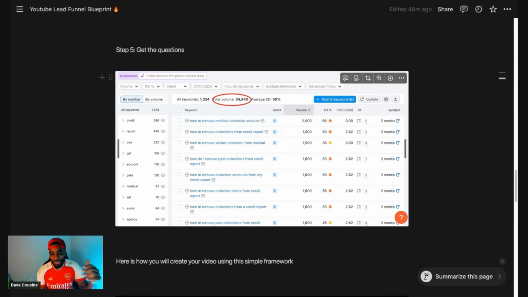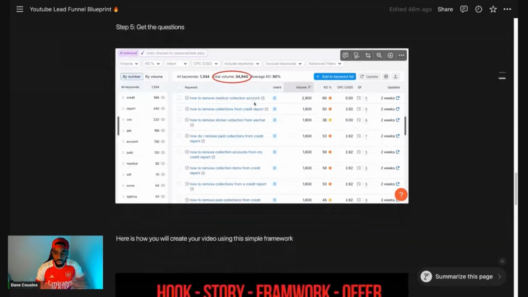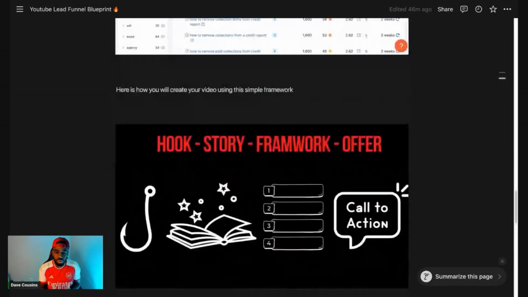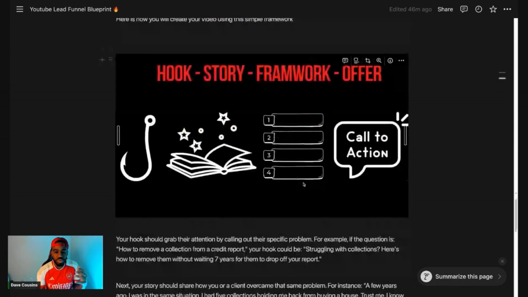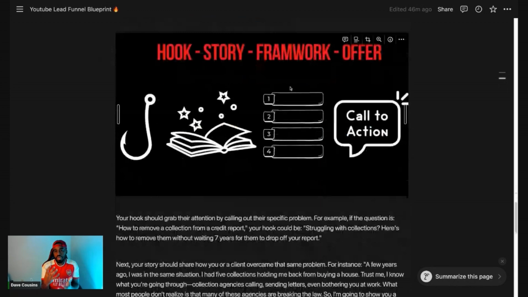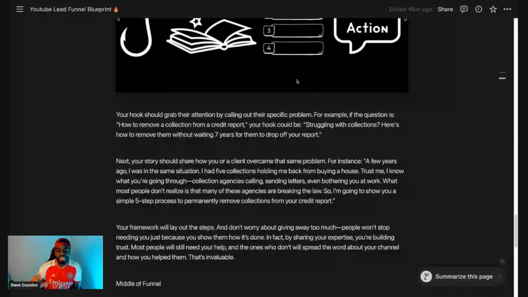Once you find the questions, you're going to get a lot of them. Once you find the question that you want to answer, you want to create this framework: hook, story, framework, offer. I'm going to talk about what a framework is, but when it comes to your actual hook, your hook is going to be calling out the specific pain point of that specific question.